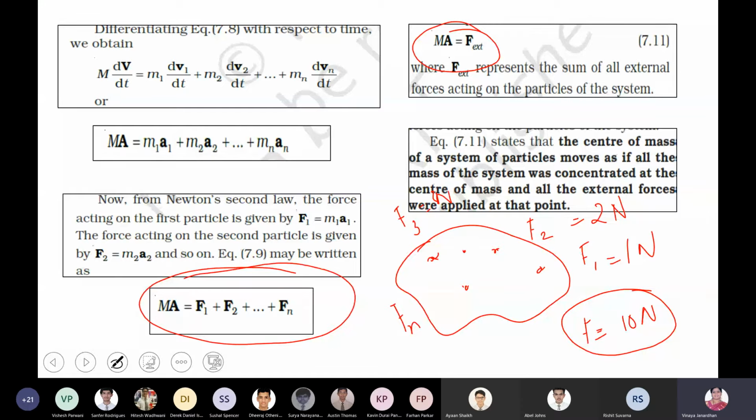What does this expression denote? Ma is equal to F1 plus F2, etc., up till Fn. Now, what does the expression interpret? It interprets that there might be a number of forces acting individually on each particle of the system, but it appears that the total force acts only on the center of mass, so that the center of mass gets accelerated by A. Is this clear?